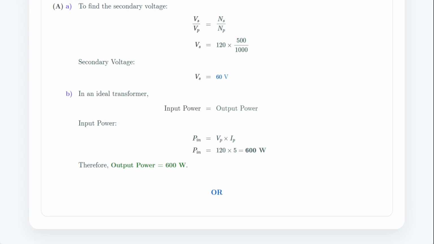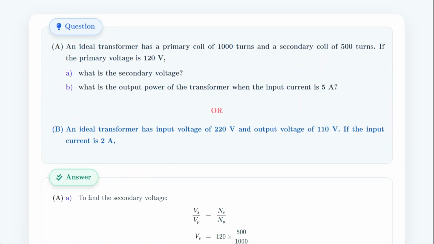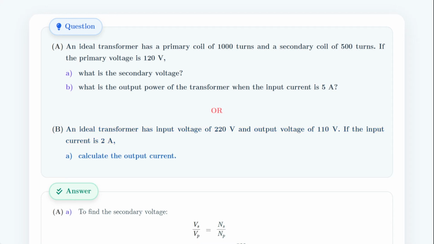Let's look at the OR question provided as an alternative. Here is the alternative question. An ideal transformer has an input voltage of 220 volts and an output voltage of 110 volts. If the input current is 2 amperes. First sub-question here is to calculate the output current. Let's see how to do that.